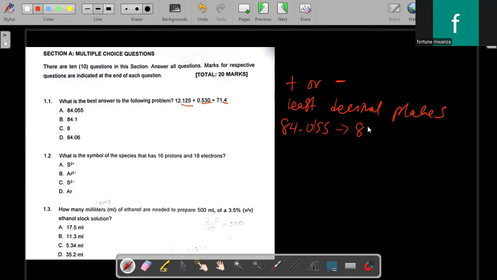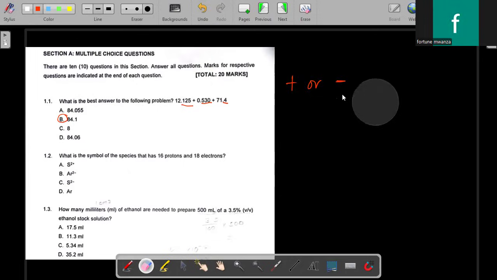So you have 84 point, then a 0 and there's a 5, so you can simply add the 1 there since it's a 5. You add the 1 to the 0, meaning you have 84.1 as the answer. So there the answer is B. So we can go to question number 2.